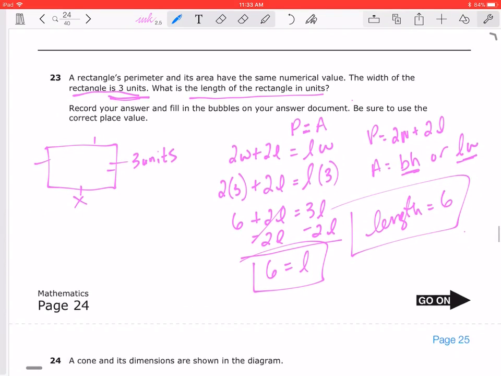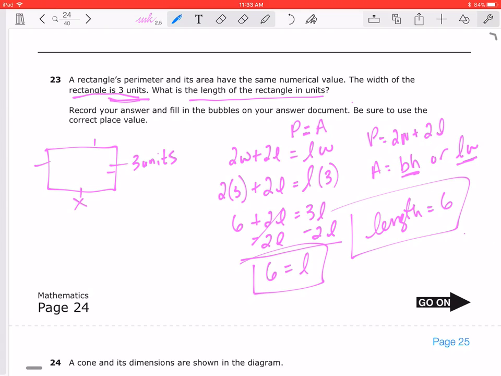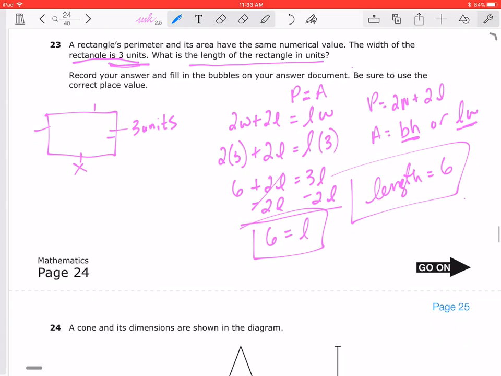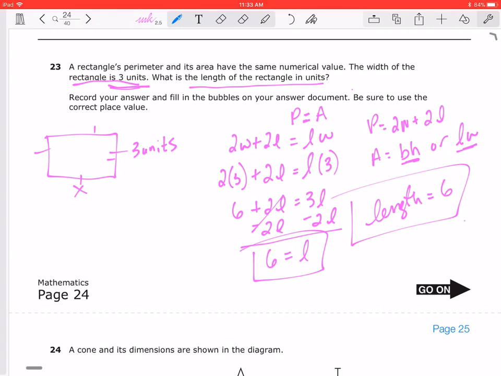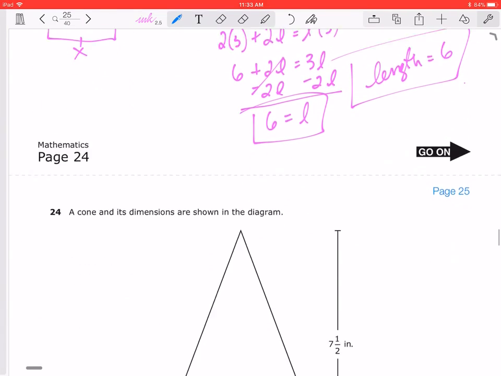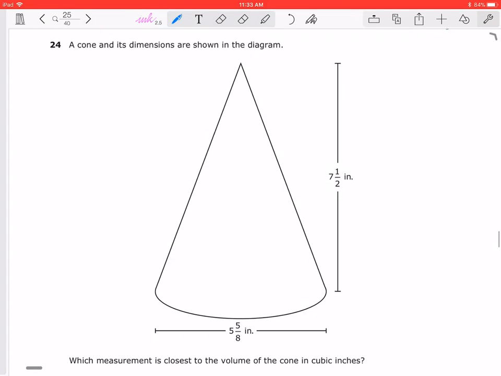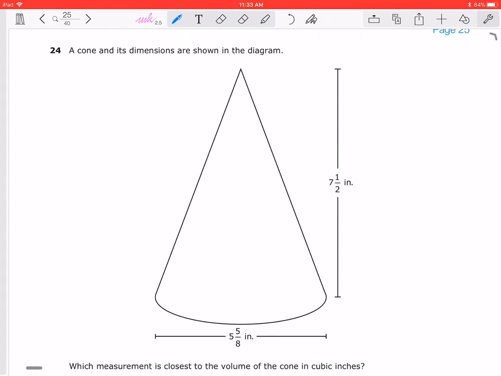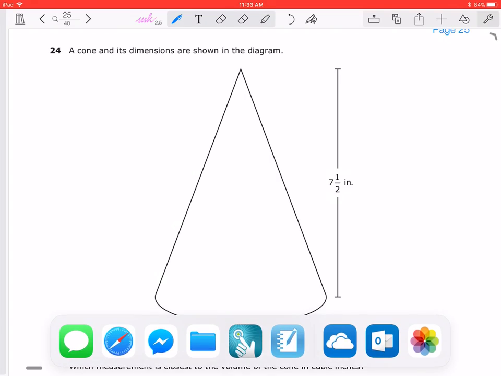And that's what you would bubble in on your answer sheet. Not too bad, right? That's a really, really nice, good question. I really like that question. It's a challenging question, but at the same time, it's easy. Problem number 24, I'll get into that one. Let me do that on a separate video.